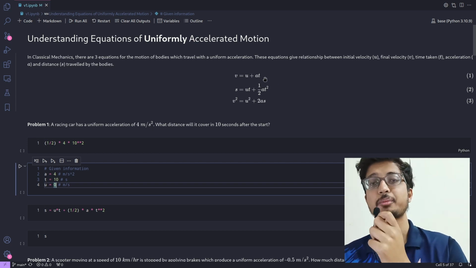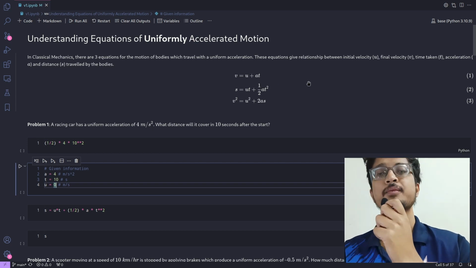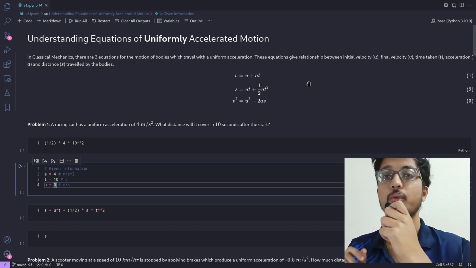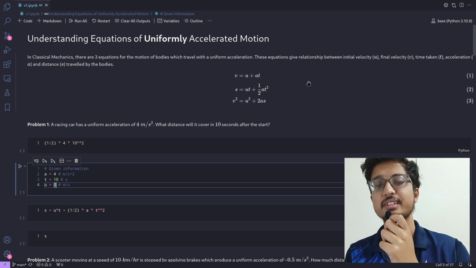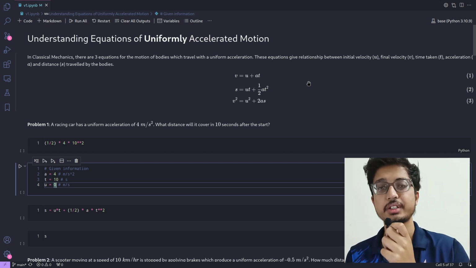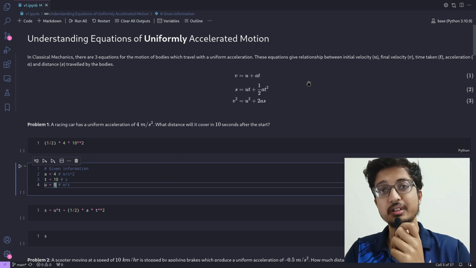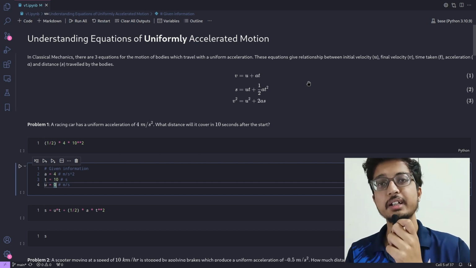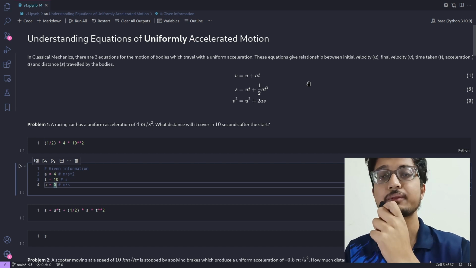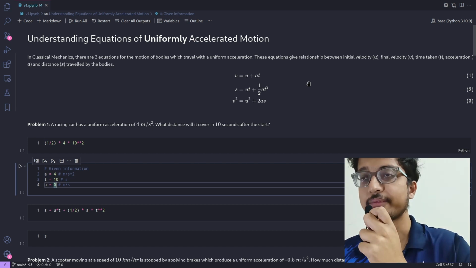Let's start with a basic problem. Here we have a racing car which has a uniform acceleration of 4 meters per second square. Now the question is, what distance will it cover in 10 seconds from the start? The information given to us is that the initial velocity is 0 since it's starting from rest, the time taken is 10 seconds, and the acceleration is 4 meters per second square. So we have to calculate the distance it covers. We have these four variables.